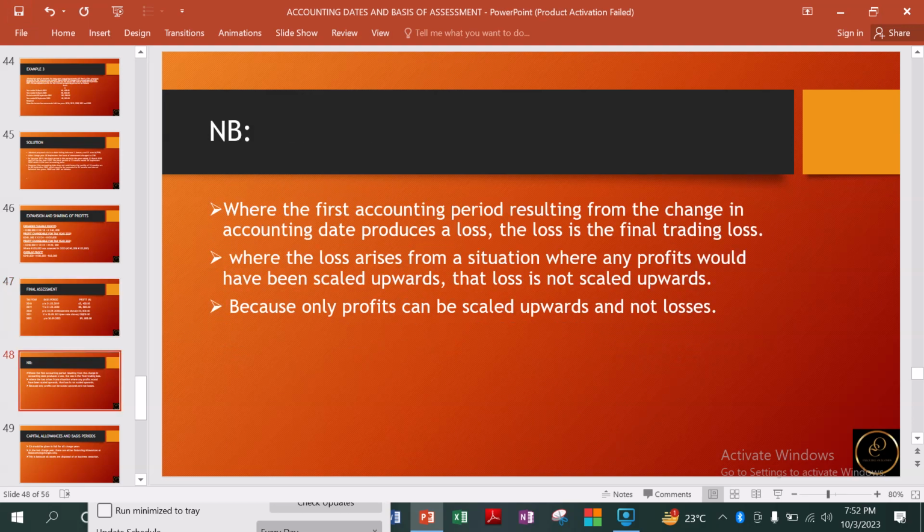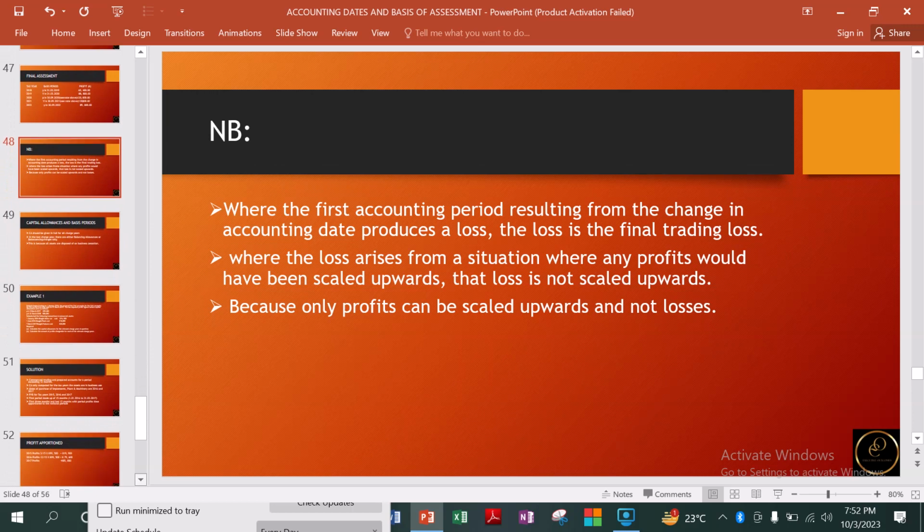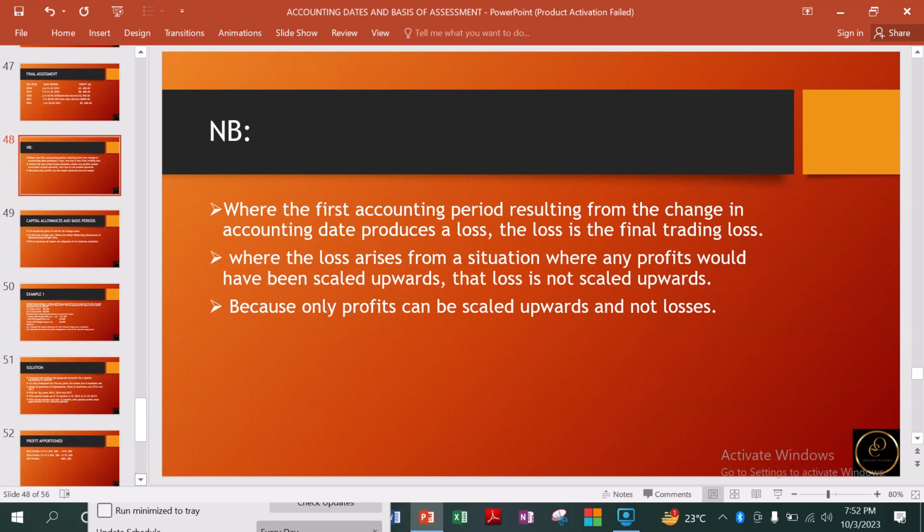What lessons are we drawing from there? What we have seen is that where the first accounting period resulting from the change in the accounting date produces a loss, the loss is the final trading loss. Where the loss arises from a situation where any profits would have been scaled up, the loss is not scaled upwards. Those are important things to note in case you have such a situation.